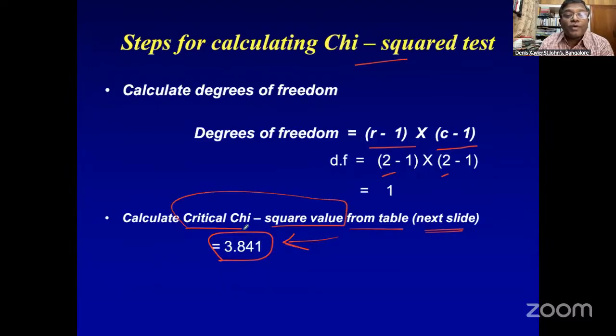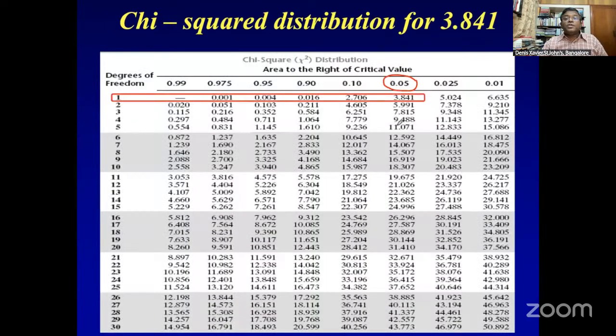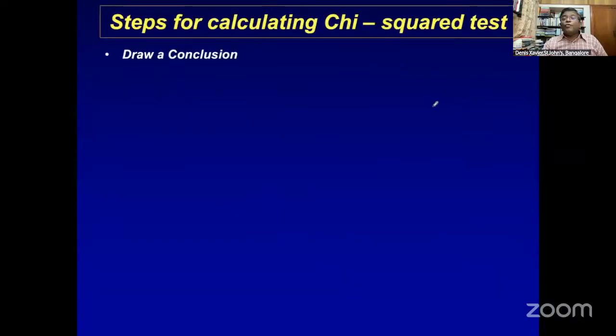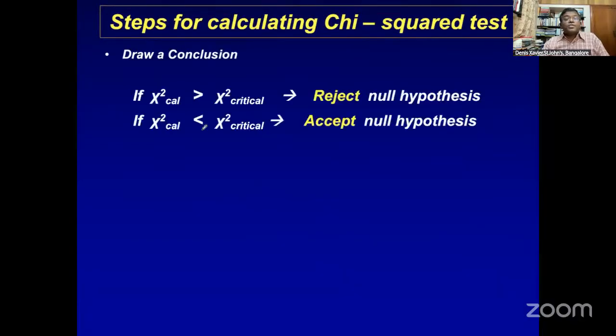Now, what is our real chi-square? Sorry, the calculated chi-square value, and this is the critical chi-square value at a level of significance of 0.05. So we got this 3.841. Now we need to draw a conclusion. If the calculated chi-square value is more than the critical value, we reject the null hypothesis. That means it is statistically significant.